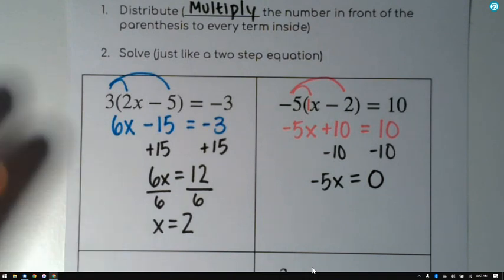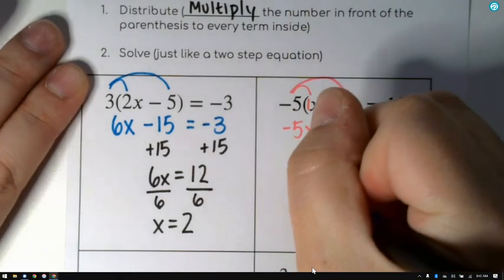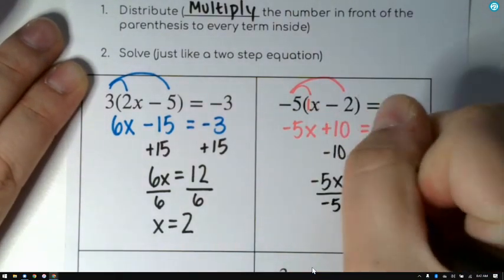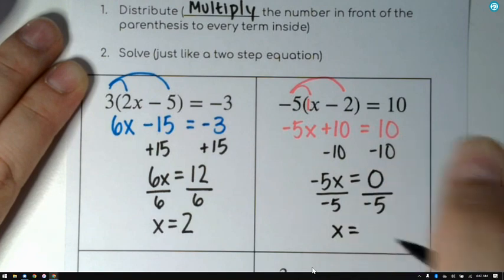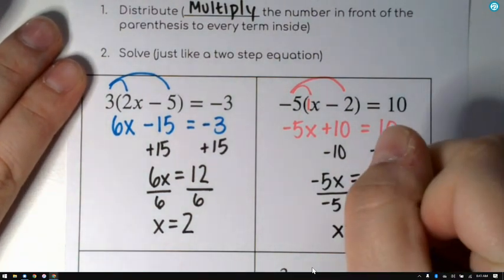Okay, so from there we've got negative 5x equals 0. We will divide both sides by negative 5. And we'll get x equals 0 divided by negative 5 is 0.